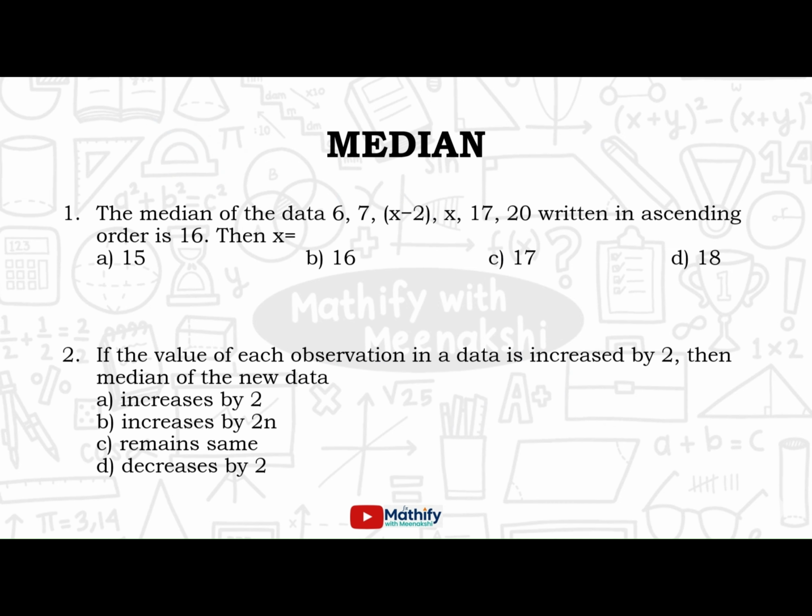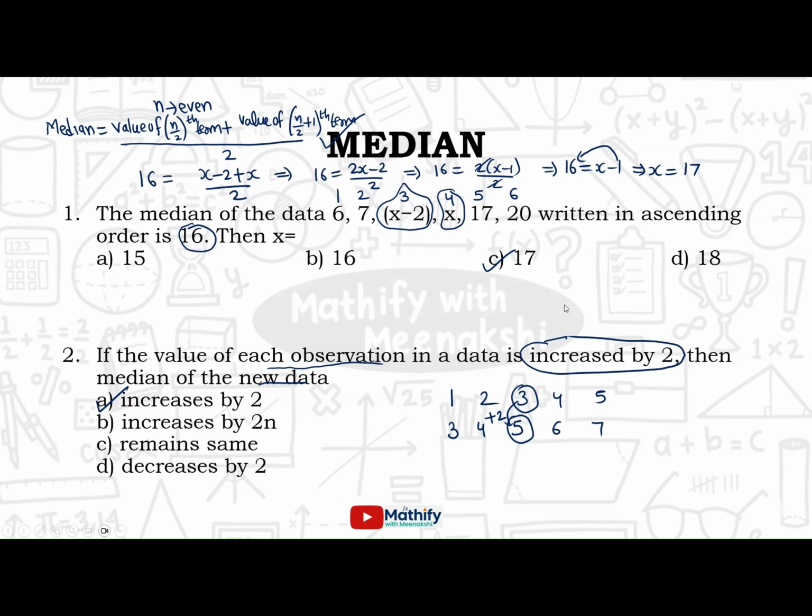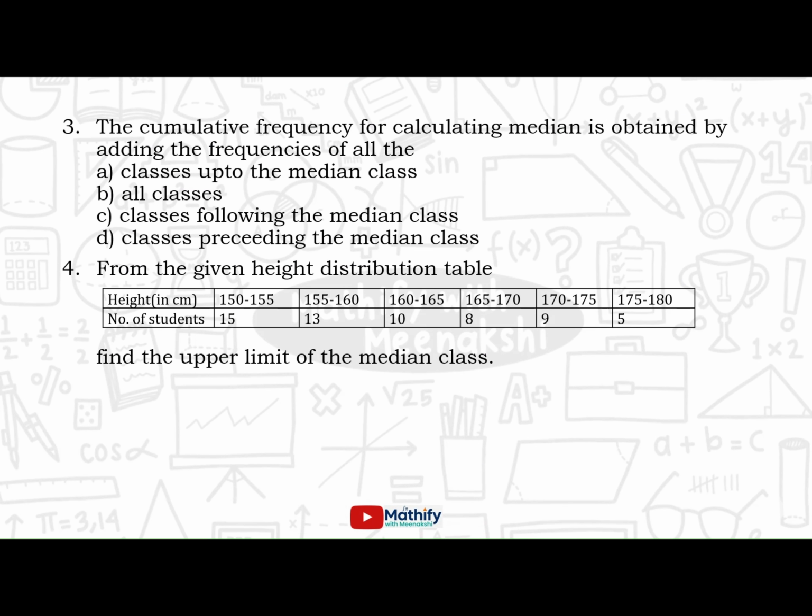Let's move to next question. The cumulative frequency for calculating median is obtained by adding the frequencies of all. This you should know. It's classes preceding the median class, that we know for CF. We write CF in the median formula, that is preceding the median class. Okay. So this can come for MCQ.